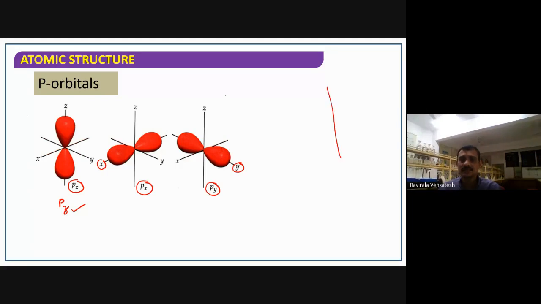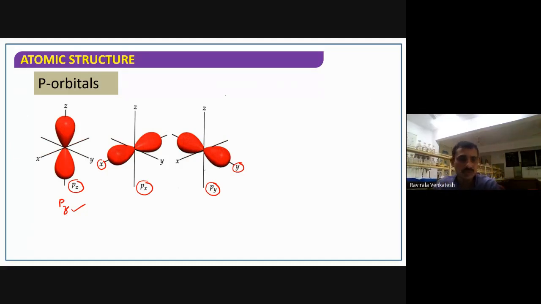Very simple to draw like this. Draw the Z axis, then the Y axis, then the X axis. If you draw a dumbbell along the X axis, it will be the px orbital. If you draw it along Z, it will be the pz orbital. If you draw it along Y, it will be the py orbital. Very simple to draw the diagram. In the examination, they ask you to draw p orbital shapes like that, and s orbital shapes like that.